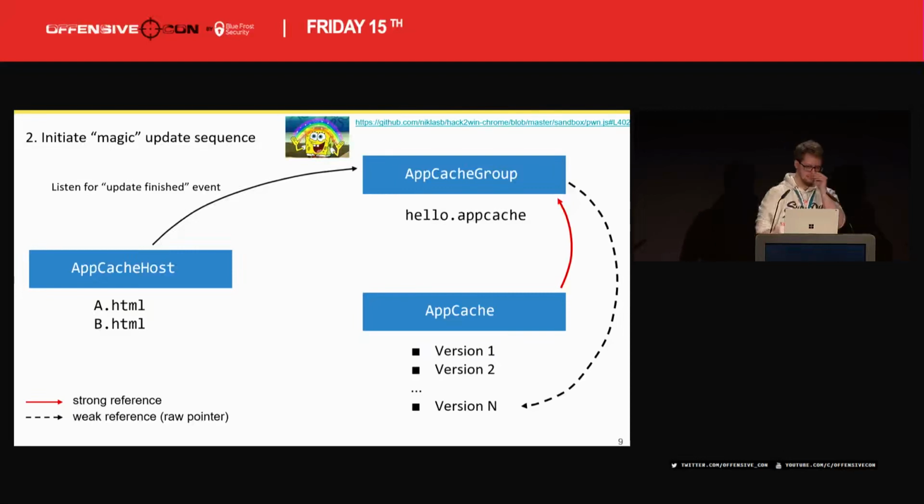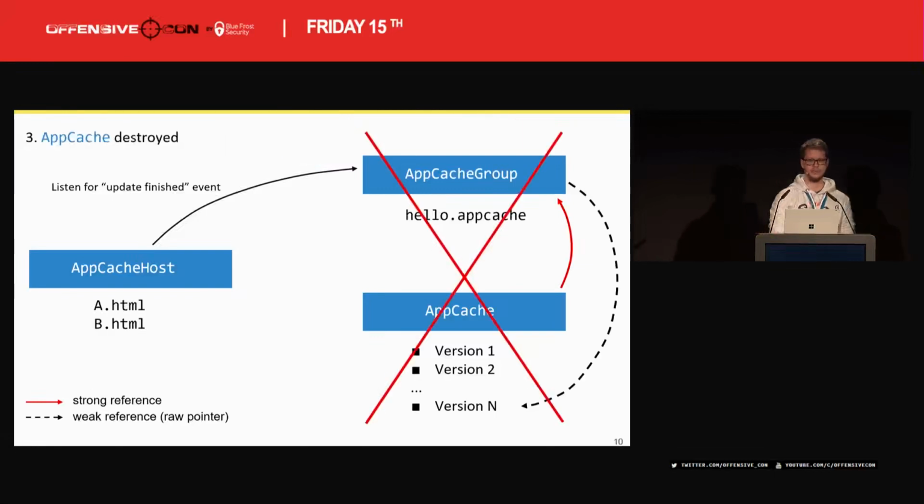And during that time, instead of having a strong pointer to this newest version, all of the hosts will be in a waiting state, waiting for an event to be delivered by the group saying, hey, this update is finished, and you can go back to your normal state. But what's curious here, although everything is in use really, nobody's really holding on to this whole right side here anymore. And this means that the app caches get freed, and that the group gets freed.